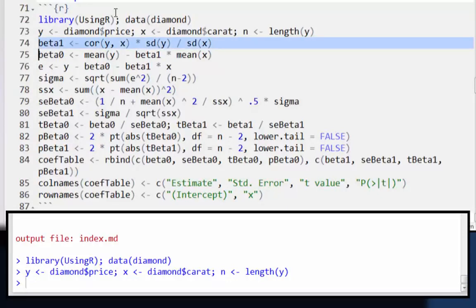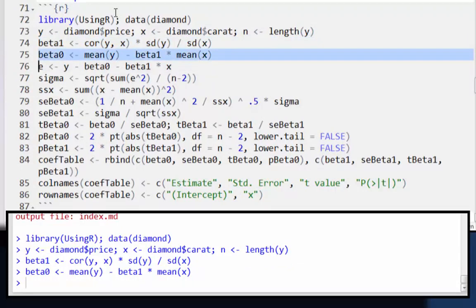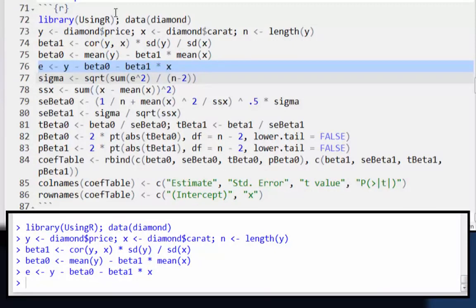My beta 1 is the correlation between the y and the x times the standard deviation of y divided by the standard deviation of x. And my beta naught is the mean of the y's minus beta 1 times the mean of the x. My residuals are my response y minus the predicted values, beta naught plus beta 1 x. So here I've just carried the subtraction through.